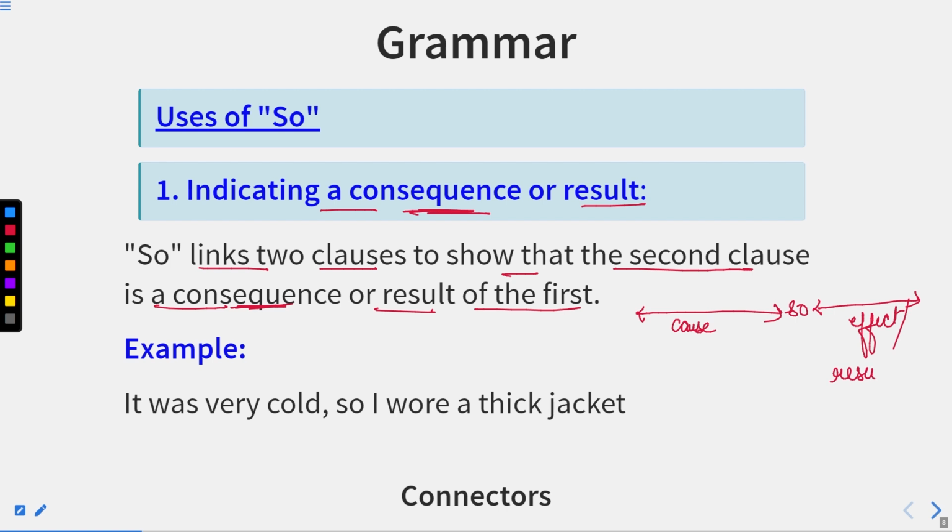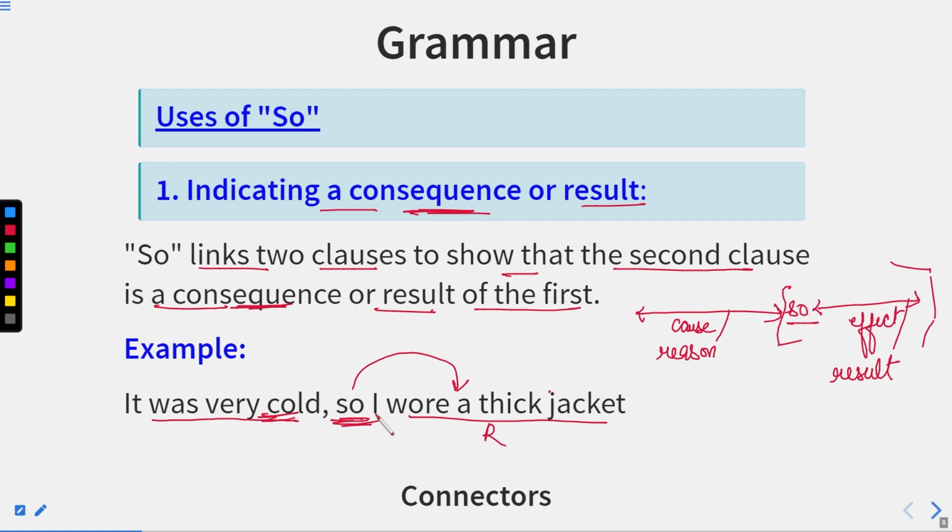You can also call it result, and this is the reason. Whatever the reason is and whatever the result is, the result that we derive is shown by the word so, and therefore so is the connector that is introducing the result clause. For example, it was very cold, so I wore a thick jacket. Because it was cold, the result is that I wore a thick jacket. So this is the result or the outcome of the situation that it was very cold. So is just showing or emphasizing the result part.